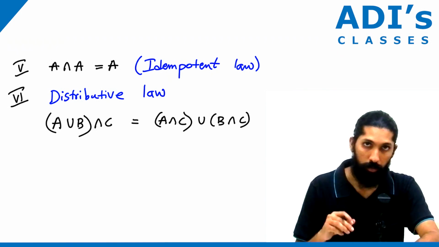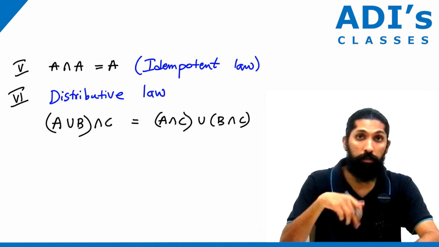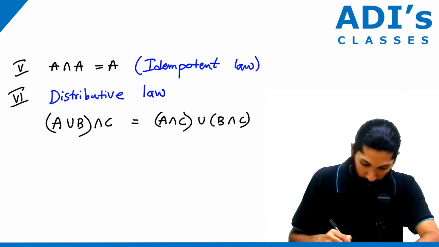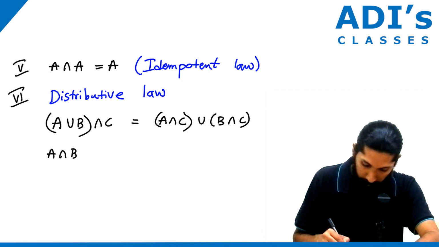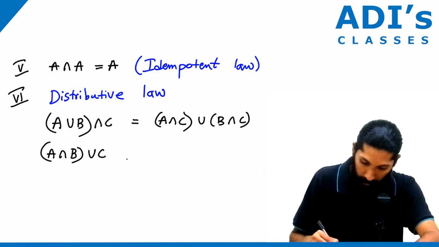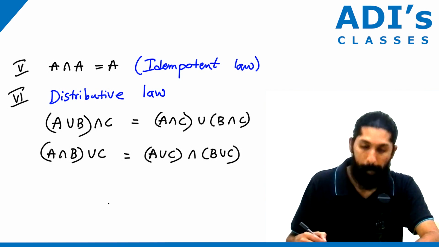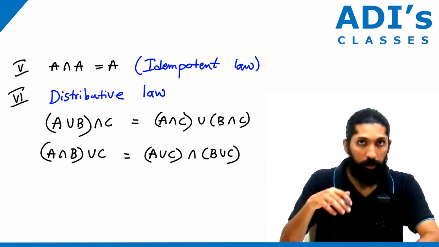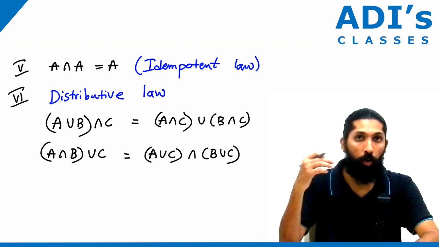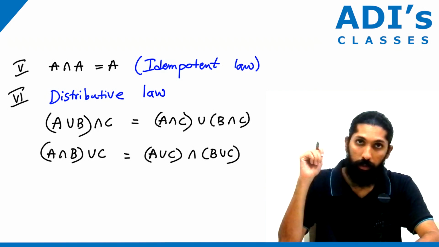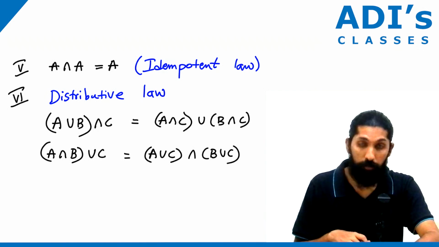The other way is also correct. That is, if you have A intersection B, union C, then you'll get A union C intersection B union C. Both the distributive laws are true. Both of them will hold good. So these are the two distributive laws we have.